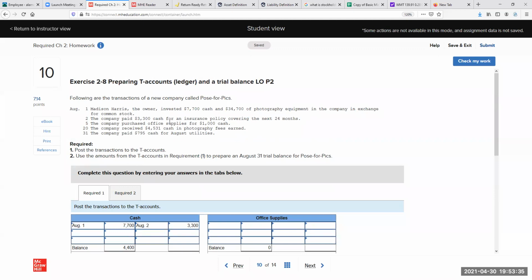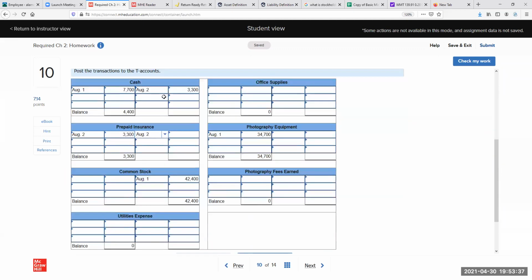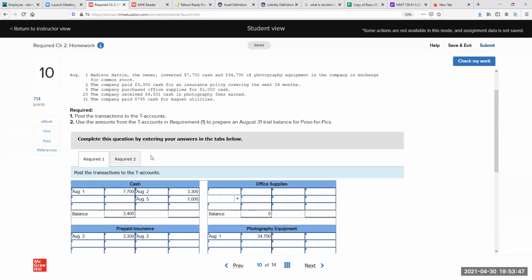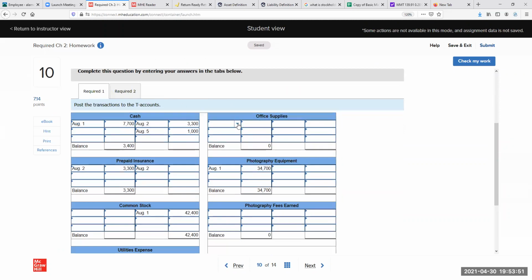What's happening on the 5th? Office supplies for 1,000 cash. On what day? The 5th. So on August the 5th, cash is going out again. And what did you buy here? Office supplies. August the 5th, you bought $1,000. There you go.